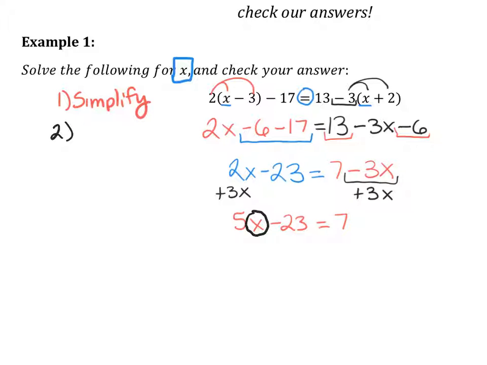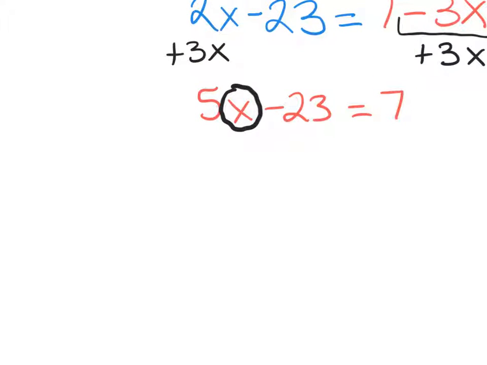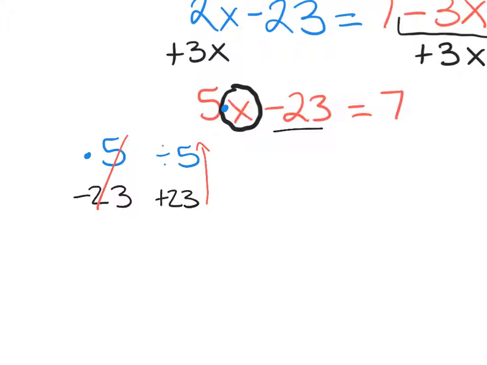Okay, so now we're down to just one x term, this 5x here. So now the second thing we're going to do is solve for the variable. In this case, it's x. So this is like what we did last week. If you want to write it out, the first thing that's happening to x is we're multiplying by 5. And then the second thing that's happening is we are subtracting 23. So you'll do the opposite operations in the reverse order. So you would add 23 and then divide by 5. And in the reverse order.